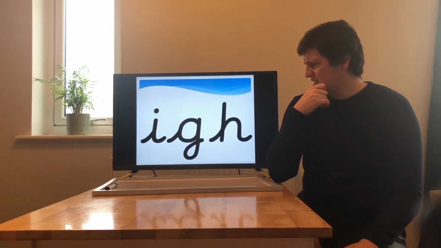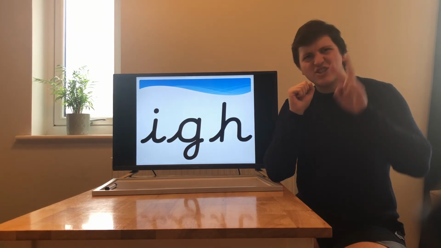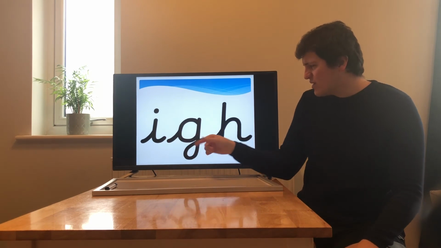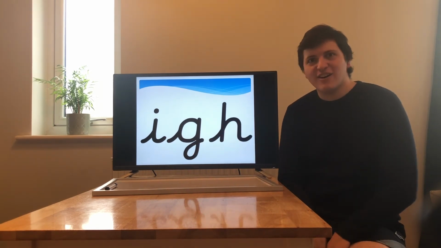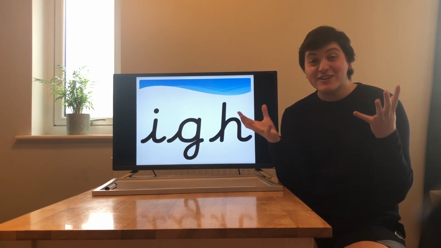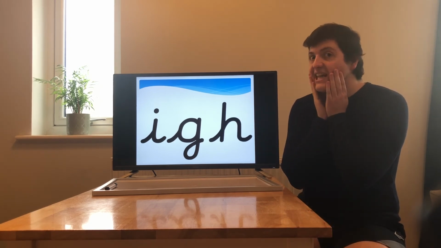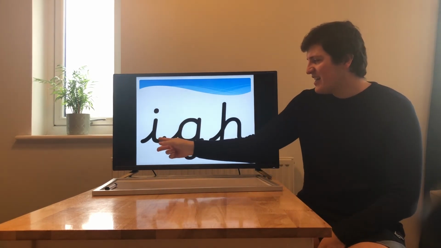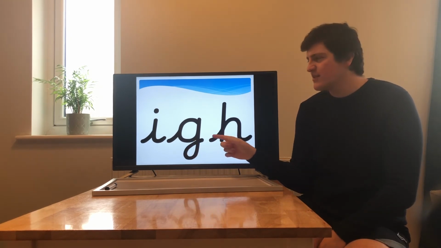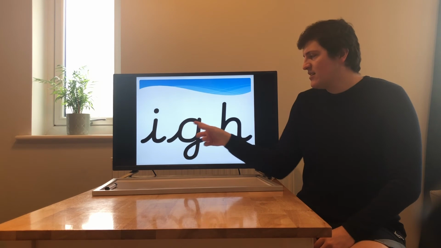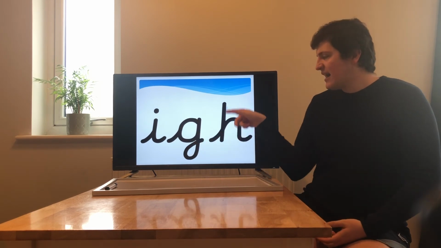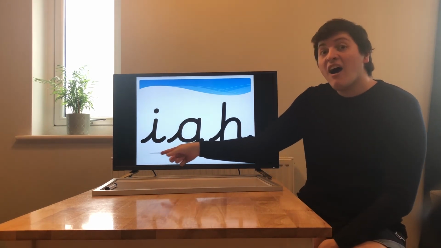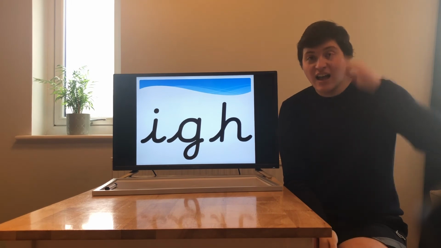What digraph is this? Wait a second, a digraph is two letters that make one sound. How many letters have we got here? 1, 2, 3. This isn't a digraph. What's this? It's a trigraph. Oh, this is exciting stuff. Now this trigraph is made up of 3 letters. The letter I, the letter G, and the letter H. Together they make the I sound.